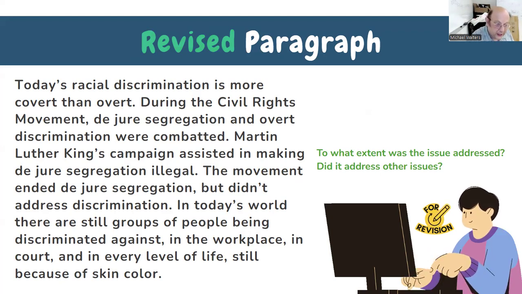Today's racial discrimination is more covert than overt. During the civil rights movement, de jure segregation and overt discrimination were combated. Martin Luther King's campaign assisted in making de jure segregation illegal. The movement ended de jure segregation but didn't address discrimination. In today's world, there are still groups of people being discriminated against in the workplace, in court, and in every level of life, still because of skin color. This is a revised paragraph, okay?